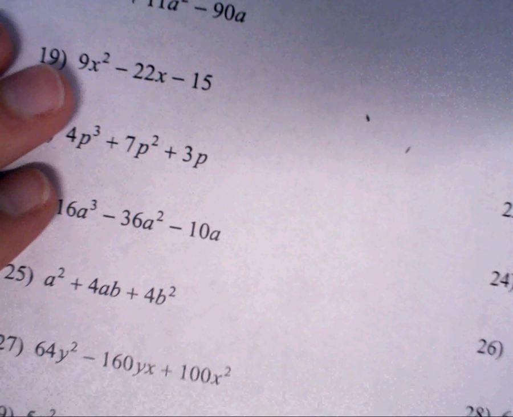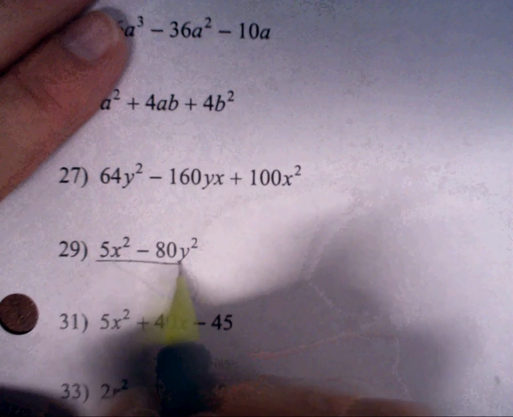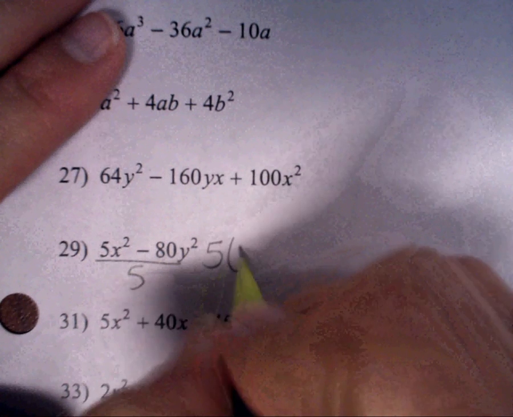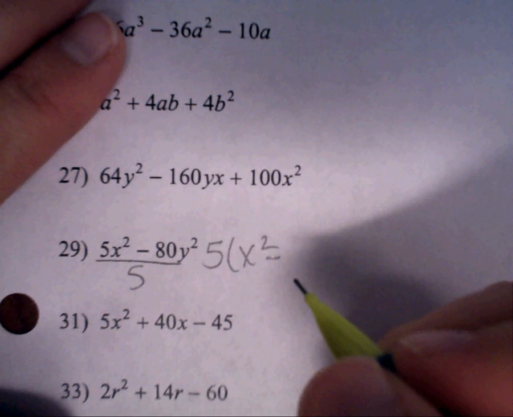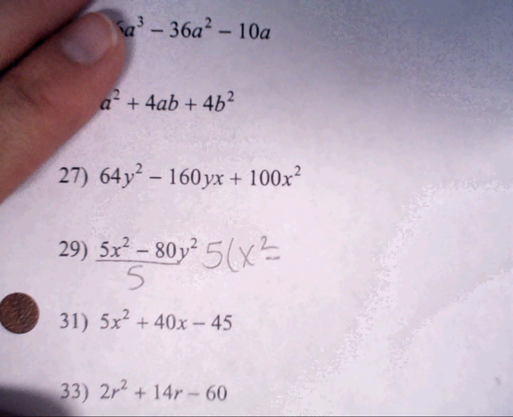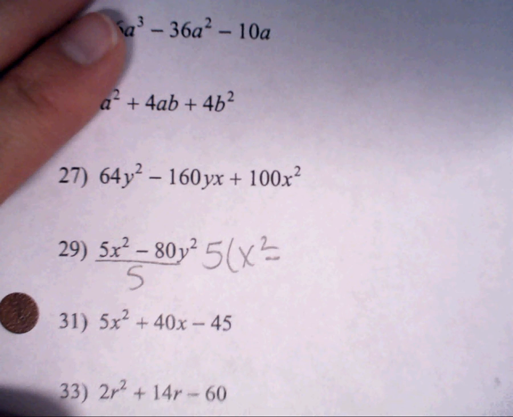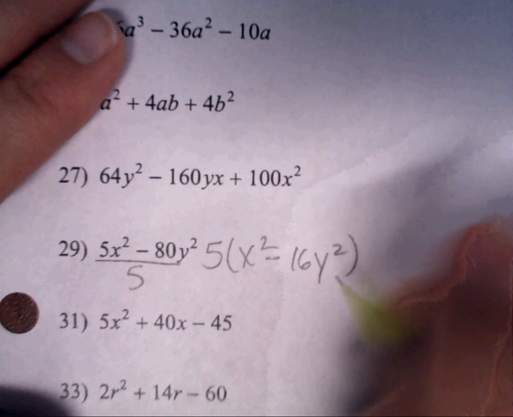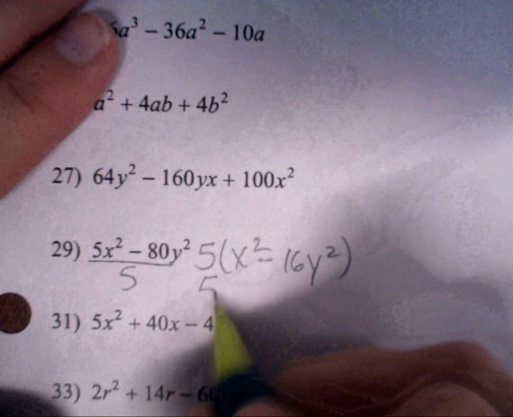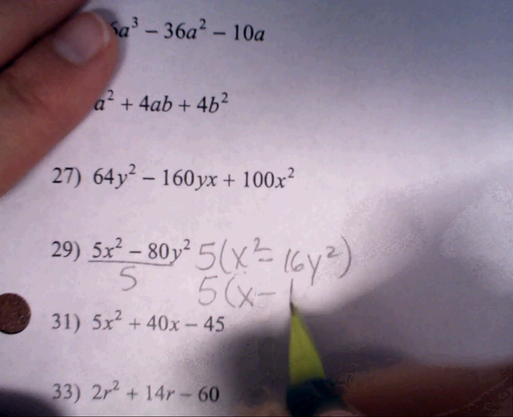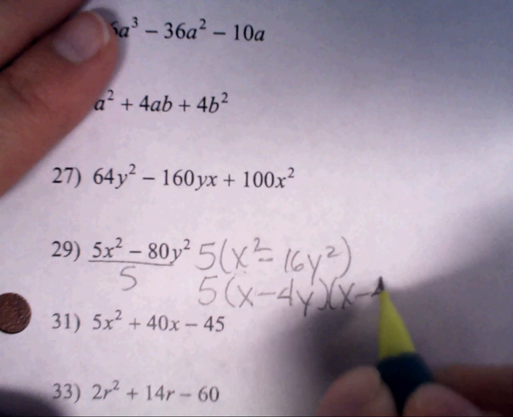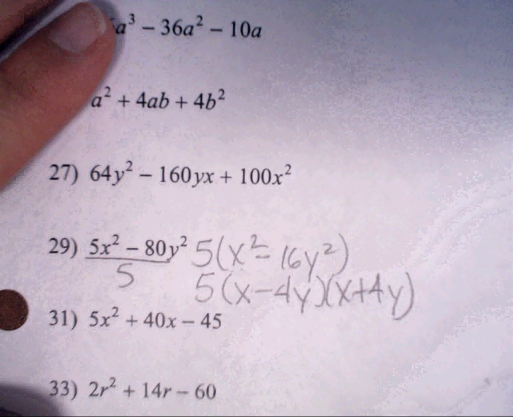Let's see. I'll do 29. 29 is a two-step factoring. It has a 5 in common. So when I take it out, I'm left with x squared minus, let's see, that's 16. Let me make sure, doing a little division. Yep, 16 y squared. So this is called a difference of perfect squares. When you have two terms like this that are both squared, you split them up into two parentheses. One's positive and one's negative.